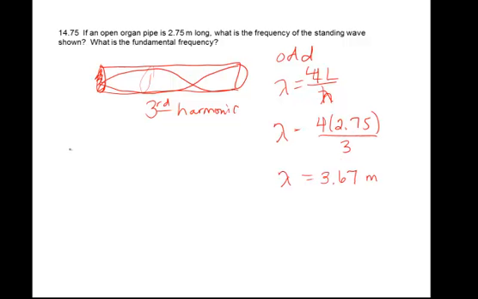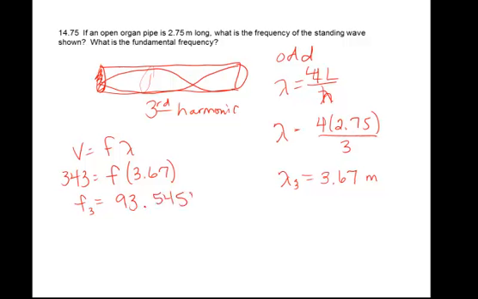So velocity is frequency times the wavelength. So my velocity is 343, frequency, and my wavelength is 3.67. So this is the wavelength of the third harmonic. So I'm going to put 3 here. So 343 divided by that is going to give me a frequency of the third harmonic, which is 93.545 Hertz. Now the fundamental frequency is going to be the lowest frequency, which is the first harmonic.